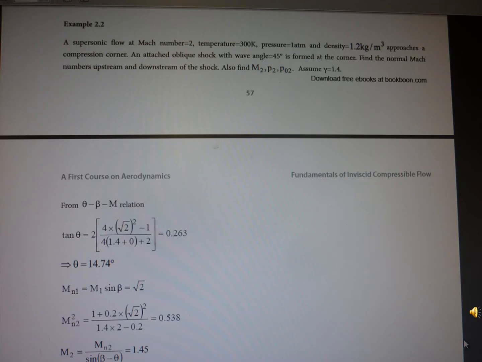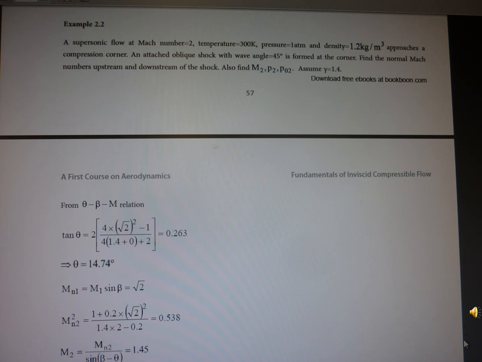So we solve that problem. A supersonic flow at Mach number 2, temperature 300 Kelvin, pressure 1 atm, density 1/2 kilogram per meter cube, approaches a compression corner. An attached oblique shock with wave angle 45 degrees is formed at the corner.